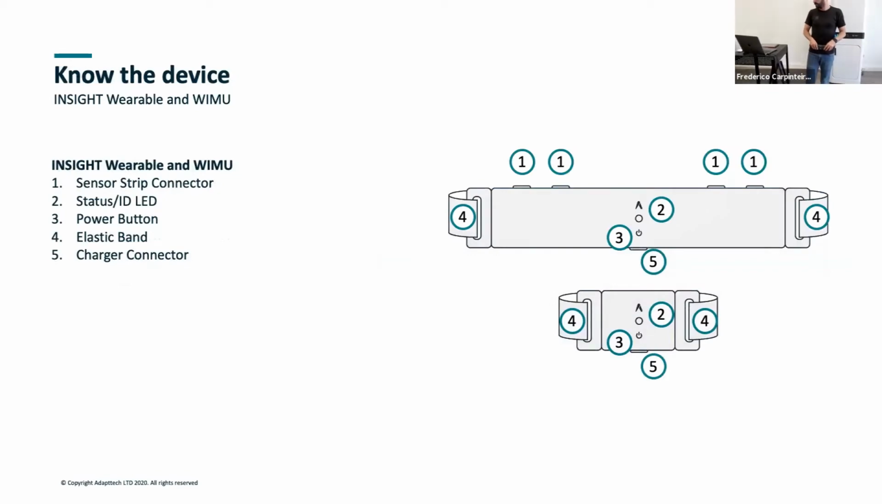Next slide. So in terms of the wearable itself, you have the USB-C connectors for the strips. You have the LED that will give you the information about the system, it's the status LED. You have the on-off button, the strap to put it around the socket, and the connector to charge, which is a micro USB connector.